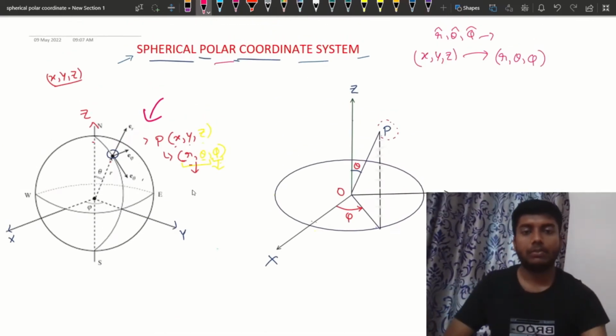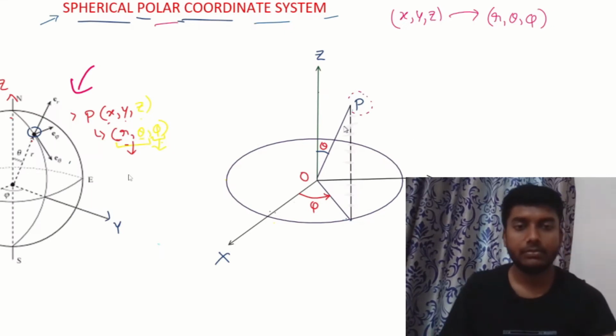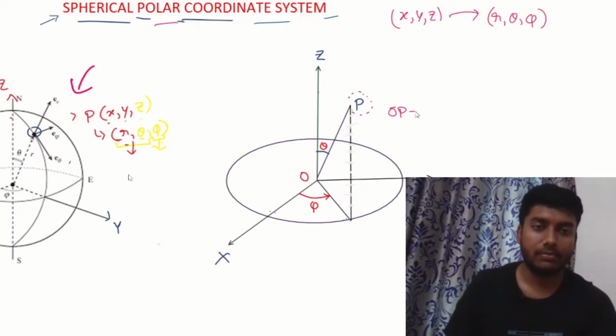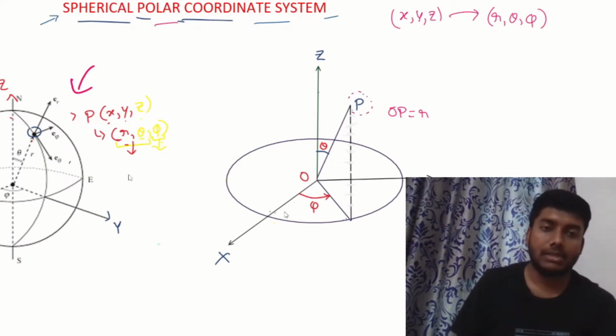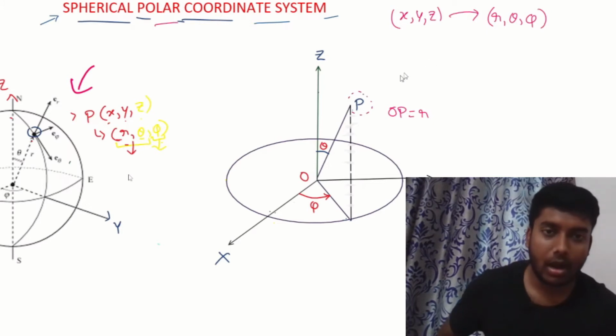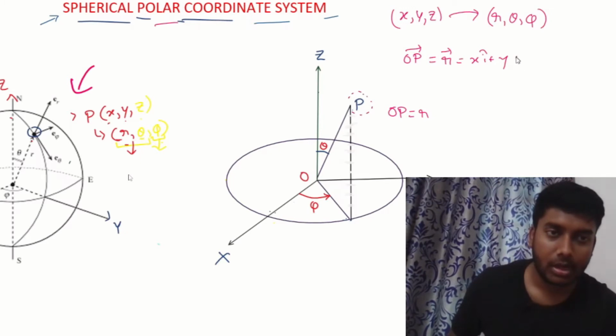So this is the basic spherical polar coordinate system. Here OP is this distance, OP equals small r, suppose the length, and this is the angle theta making with the z-axis, and this is the azimuthal angle phi making with the x-axis. Now we know that the position vector of point P, that means the OP vector, which we can denote with r vector, is equal to x i cap plus y j cap plus z k cap.